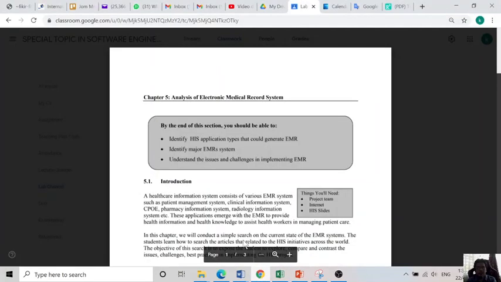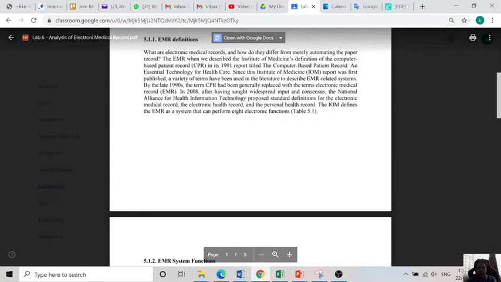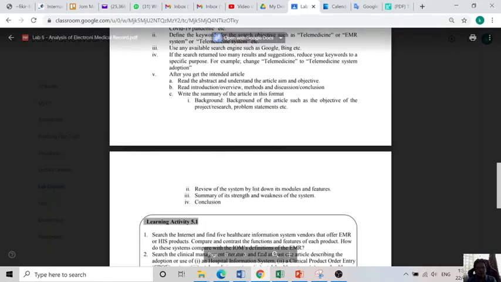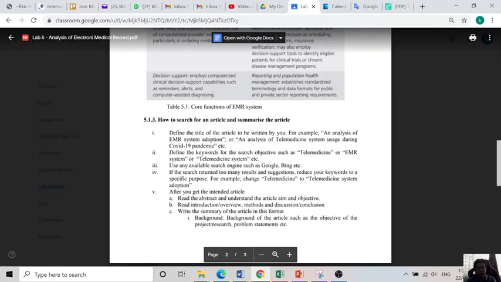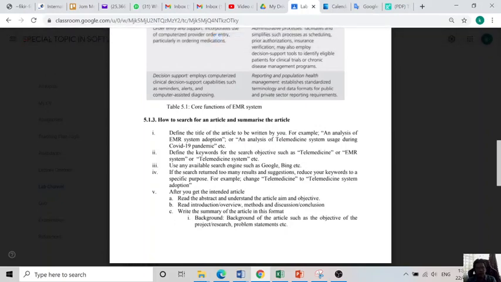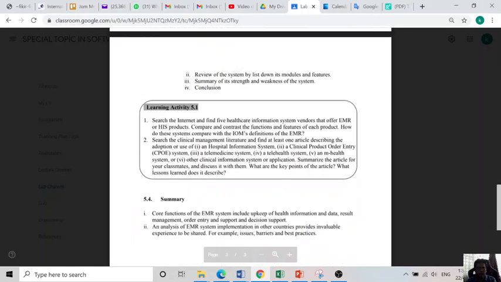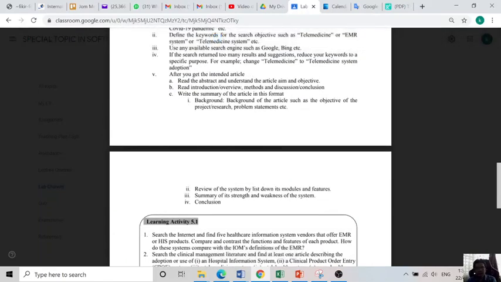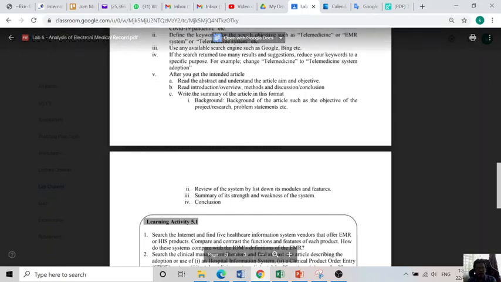Okay, class, explore the EMR system or HIS system. Follow what I have told you, taught you on how to search the article. Follow step 1 until step 5, and then write the finding based on this format: background, review, summary, and conclusion.